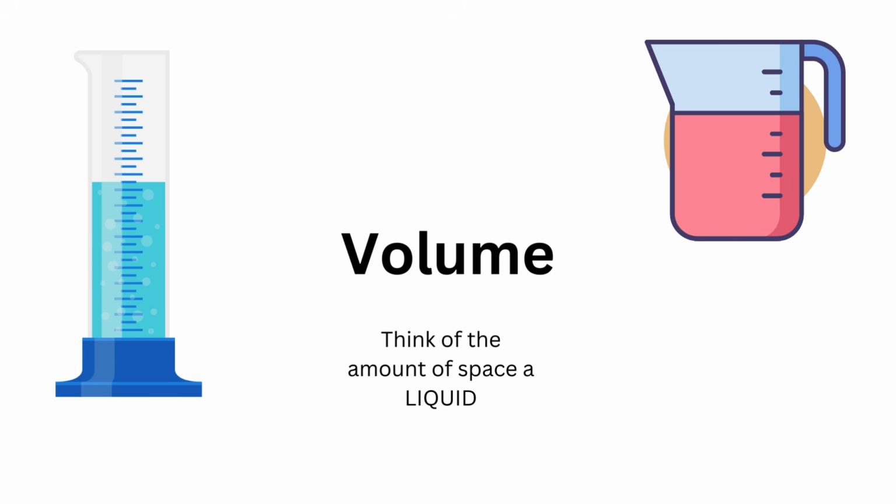Next word is volume. So think of the amount of space a liquid is taking up, the volume of the water inside of the cylinder. So remember, volume, think of liquid and space. The space a liquid is taking up. Reread the sentence if it helps, and try to see what the sentence is trying to tell you.